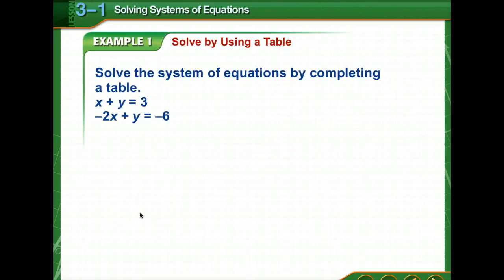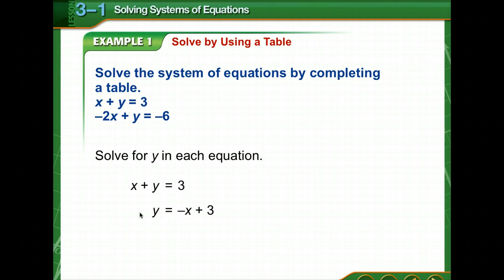To solve a system of equations with two variables, we need to find the ordered pair that satisfies all of the equations. So here we have two equations, and what we're trying to find is the ordered pair that would make both of these equations true. They're first going to show you how to do this using a table. Now, I need you to understand how to use the table, but that's usually not the method that we normally choose. So we're going to solve for y in each equation.